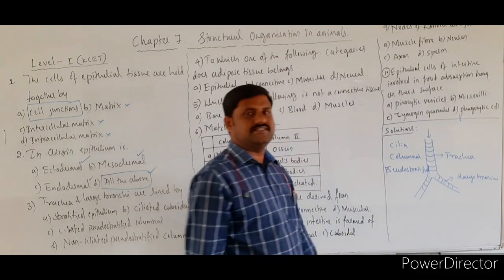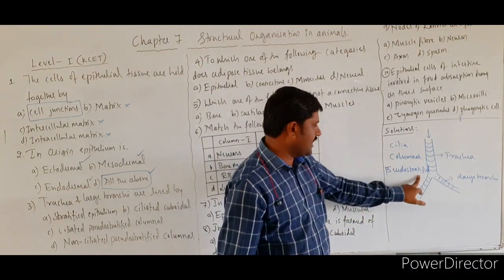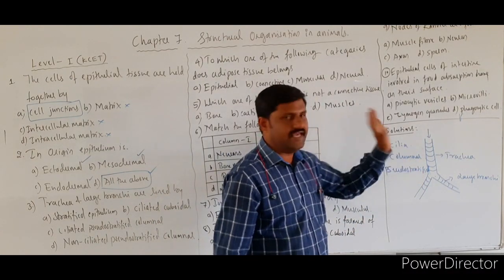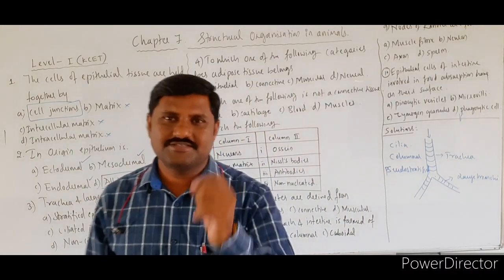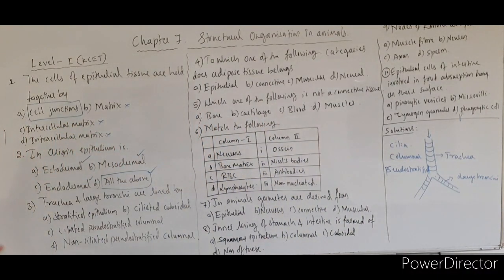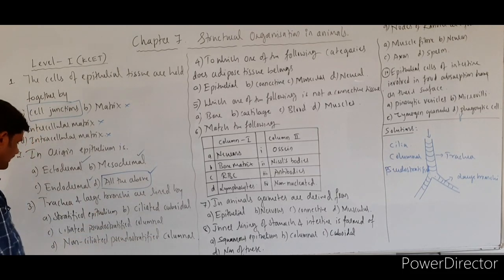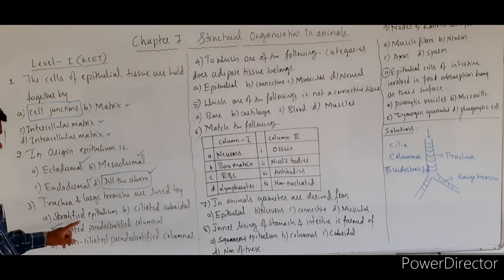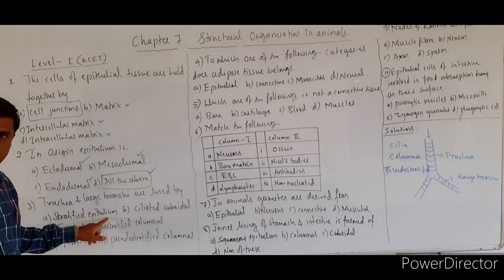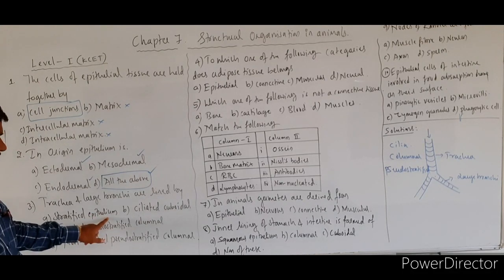So then what is the answer for this one? Ciliated pseudostratified columnar epithelium, right? See here, which is the correct answer? Ciliated pseudostratified columnar epithelium is the correct answer. C is the correct answer for this question, right?